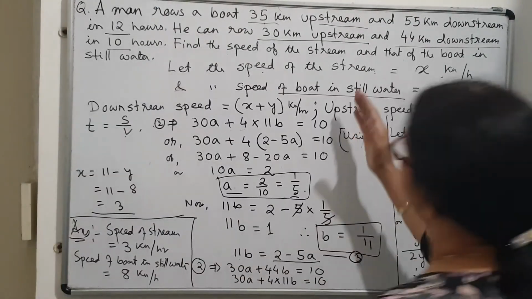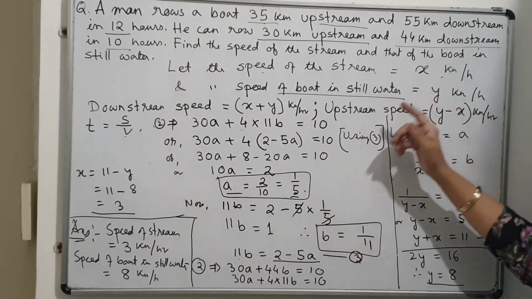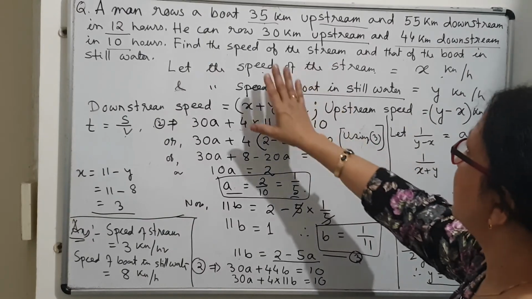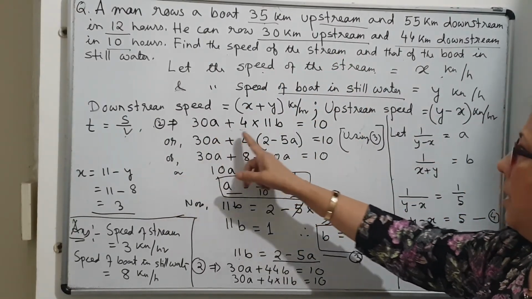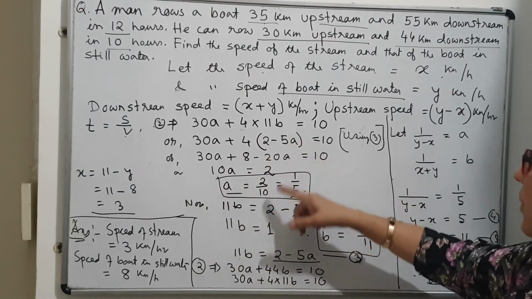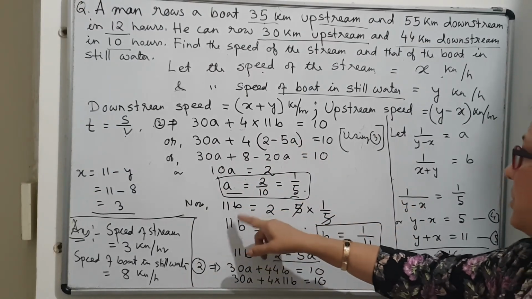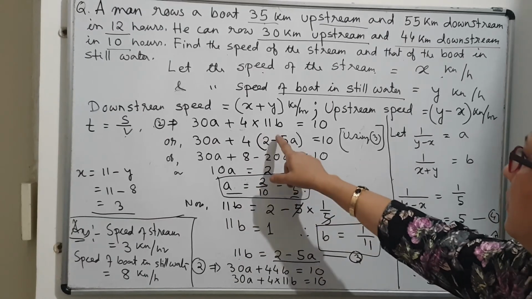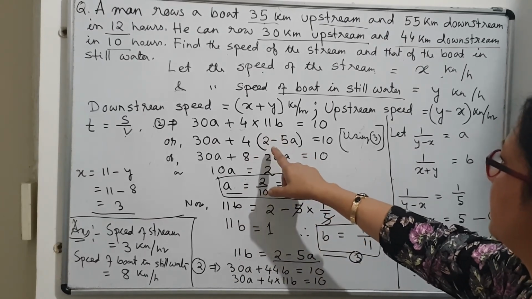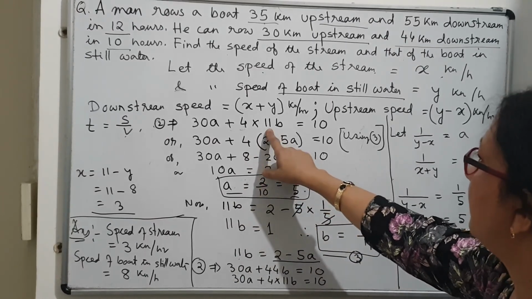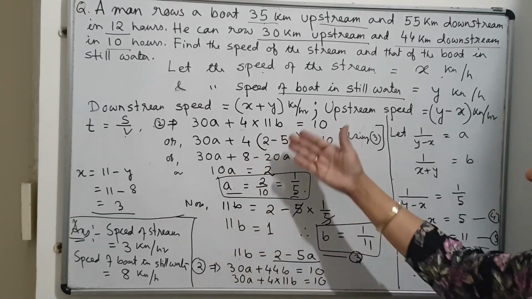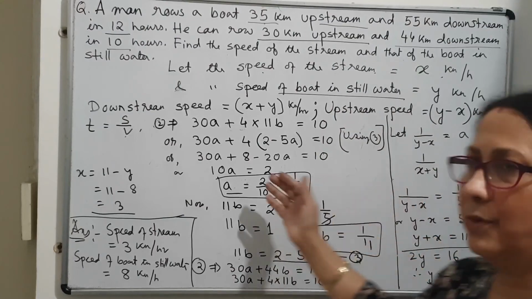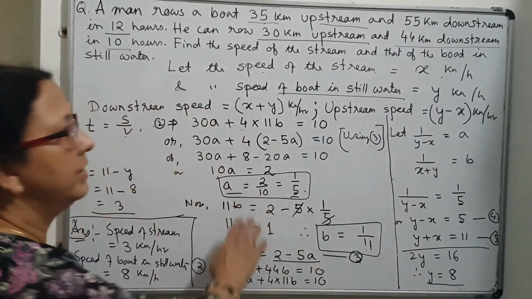So in this question, basically you have to form the equations. Then the solving method I have shown you, that is how we can avoid the big calculations. I have generated a third equation, that is 11b is equal to 2 minus 5a. So in this way my calculation becomes very simple. Okay, so this is the technique I have shown you today.